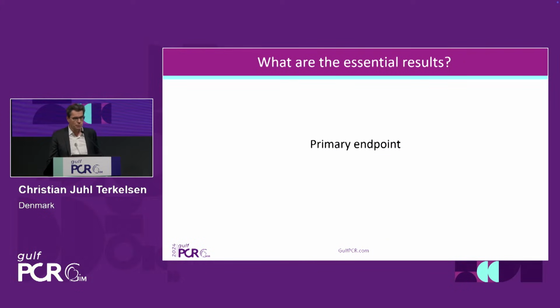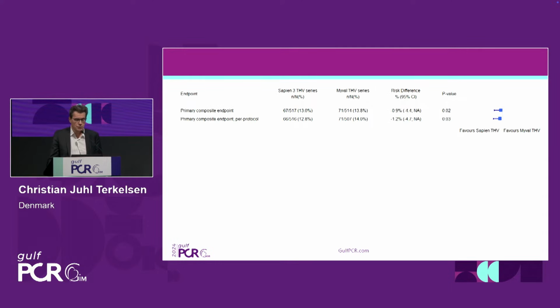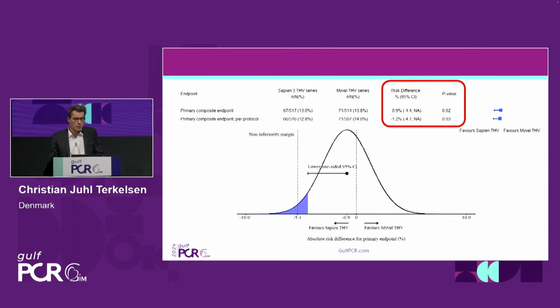This is the primary endpoint. As you can see, the primary endpoint occurred in 13% of patients randomized to SAPIEN and 13.8% randomized to Myval, which means that Myval was non-inferior to SAPIEN, as you can see here. And also here, where you can see that the upper confidence interval does not cross the non-inferiority margin.